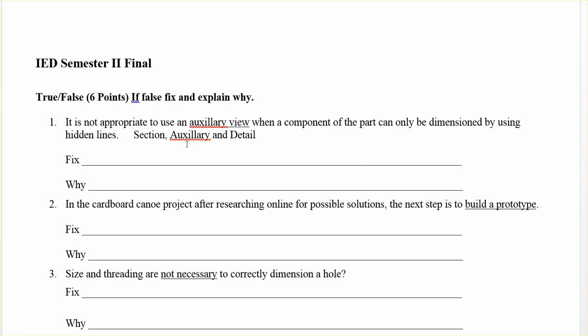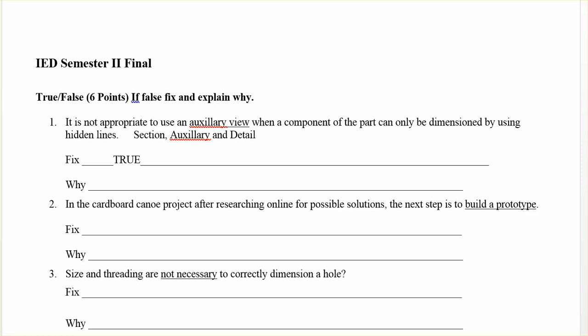So an auxiliary view was when we had something that was at an angle that was not going to be shown very well. I kind of used the example of the stapler in the classroom. A section view is when we wanted to be able to see the inside of something, and a detail is when we wanted to blow it up. So if we were hidden lines, you're talking about something that's on the inside. So it would not be appropriate to use an auxiliary view. So this right here would be a true statement. Now, you guys wouldn't answer it like this, obviously, on a test, but this is a true statement right here.